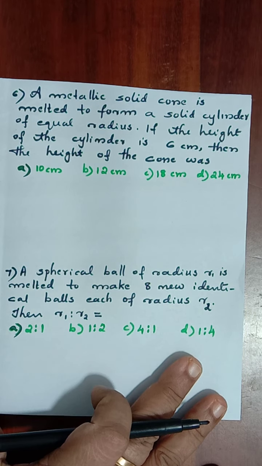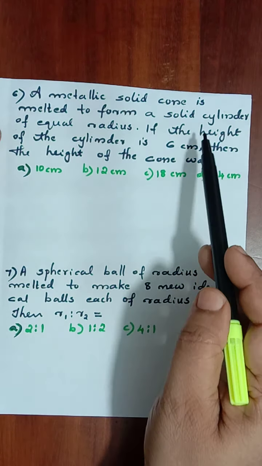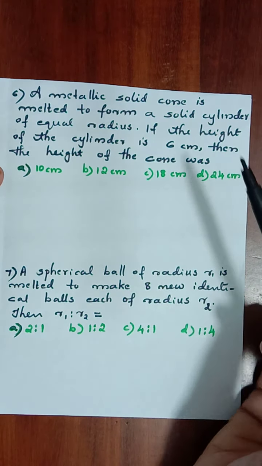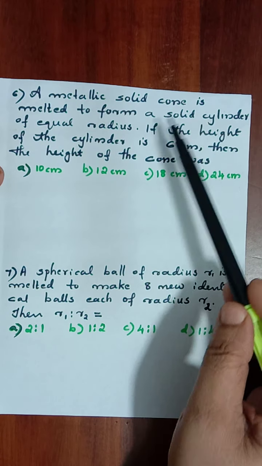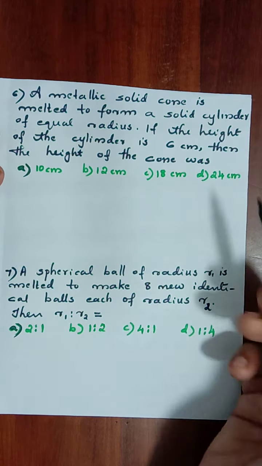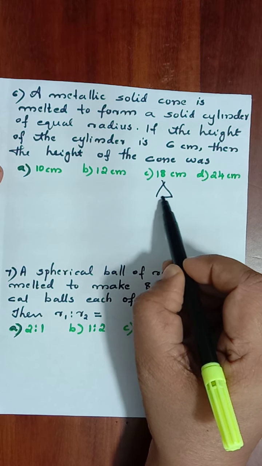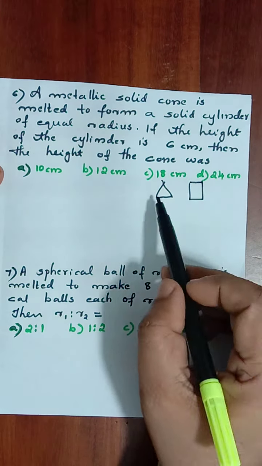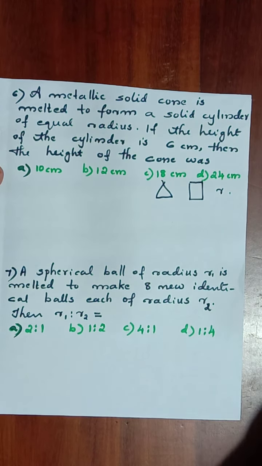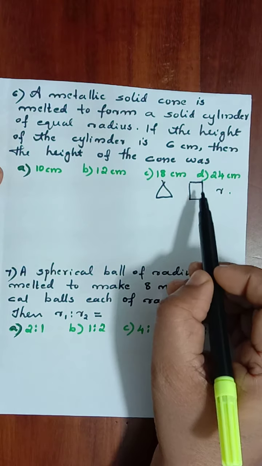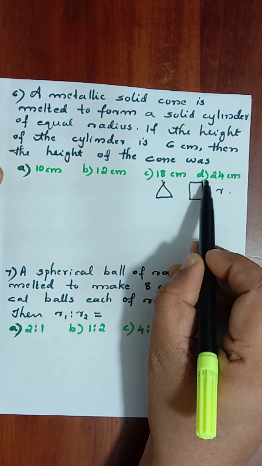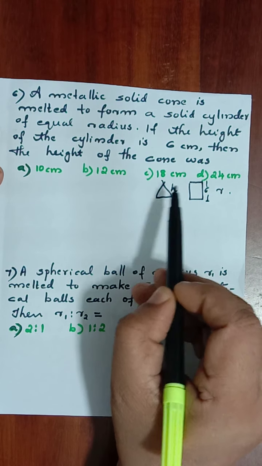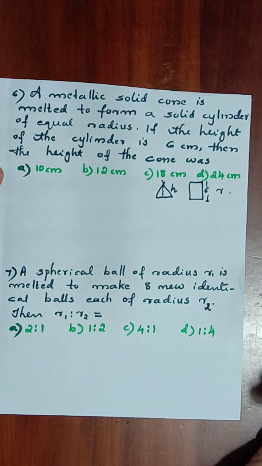A metallic solid cone is melted to form a solid cylinder of equal radius. We have a solid cone and it is made as a solid cylinder. Both are having radius r. If the height of the cylinder is 6 centimeter, then what is the height of the cone? Let it be h we will take.